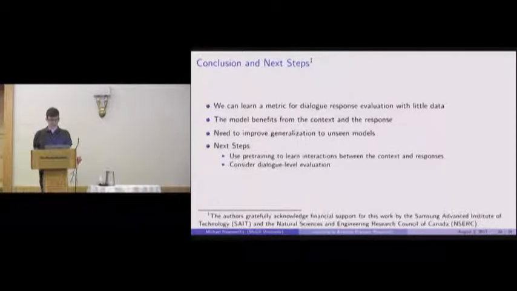So in conclusion, we can learn a metric for dialogue response evaluation using little data. The model benefits from using both the context and the response, as opposed to the word overlap metrics that just use the response. However, we still need to improve generalization to unseen models, which we hope to do by using more dialogue models. Some next steps beyond doing more models is to use our pre-training to learn the interactions between the context and the response.